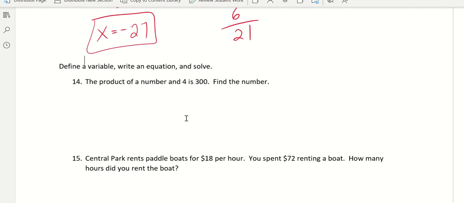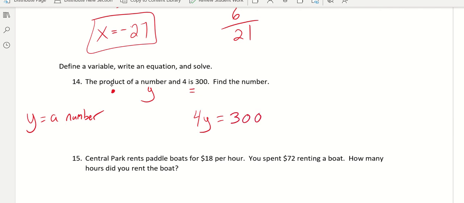Number 14, define a variable, write an equation and solve. The product of a number and 4 equals 300. Find the number. That means we're going to be multiplying, right? Let me put a dot so you don't confuse it with the variable x. I'll use y for a number. Well, we're going to say y equals a number. The product of a number and 4, that's going to be y times 4, or 4 times y, is 300.